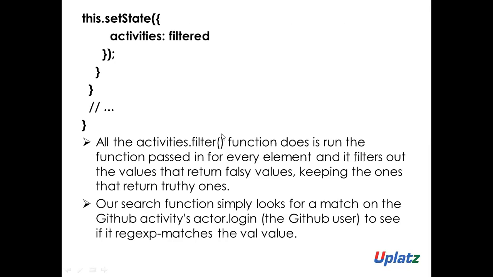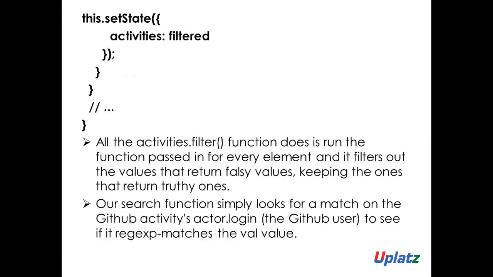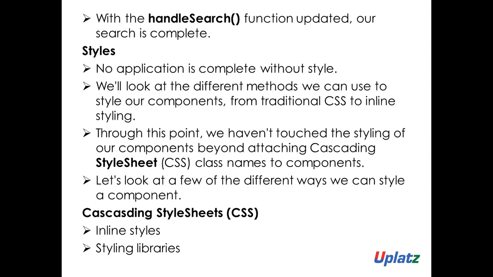All the activities.filter function does is run the function passed for every element and then filter out the values that return falsy values, keeping the ones that return truthy ones. Our search function simply looks for a match on the GitHub actor.login to see that it matches the value. With the handleSearch function updated, our search component is now complete. So it is now over. So now this is all about controlled and uncontrolled.